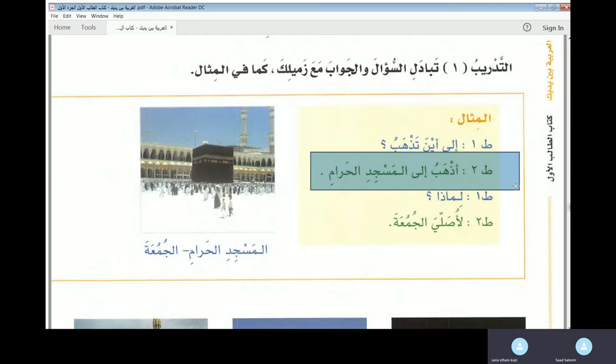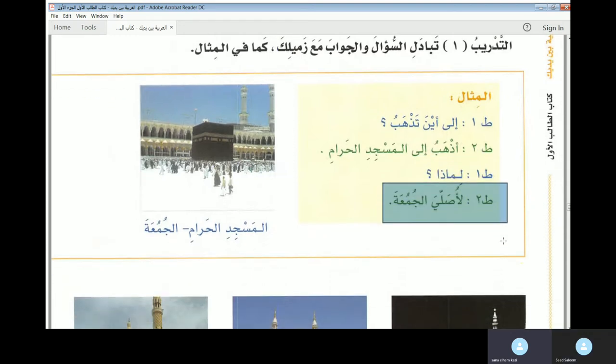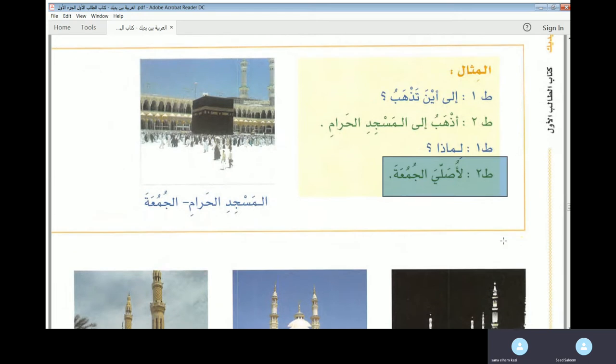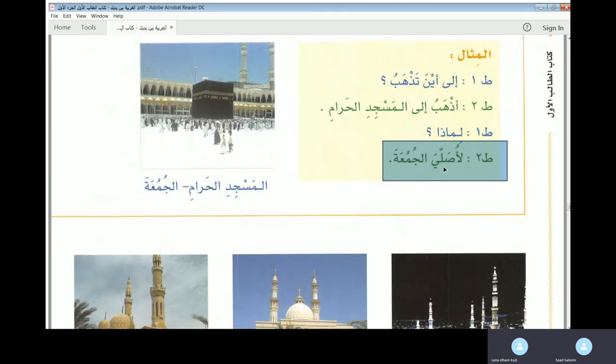أذهب إلى المسجد الحرام. I am going to Masjid al-Haram. لماذا? Why? لأصلي الجمعة. To pray Jumu'ah. Li means to pray Jumu'ah. Okay.